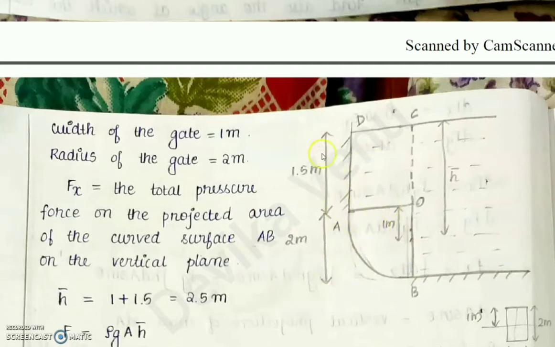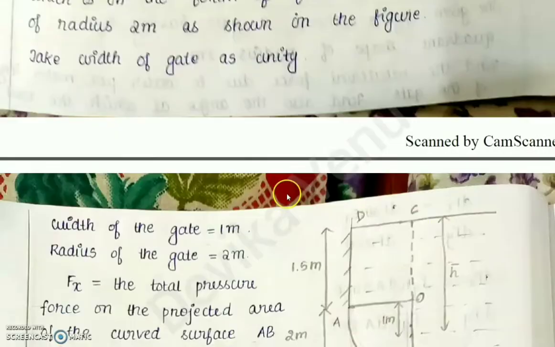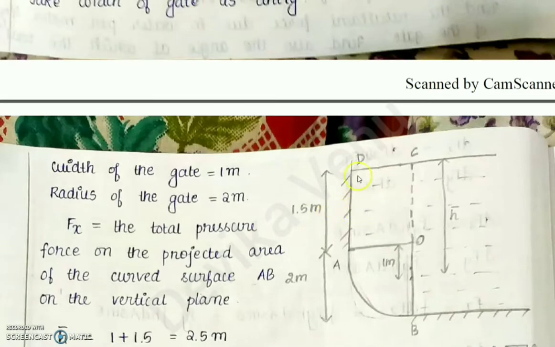This particular gate is at a depth of 1.5 meters from the free surface, as given in the figure. Here you have to remember the width of the gate is 1 meter, unity, and it is perpendicular to this plane. You can't draw it on this paper. You just have to remember that this width is perpendicular to the plane of the paper, so it is taken as 1 meter.